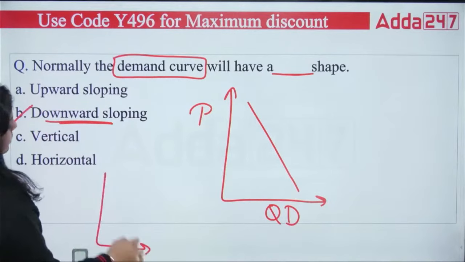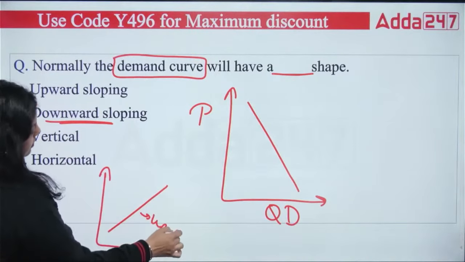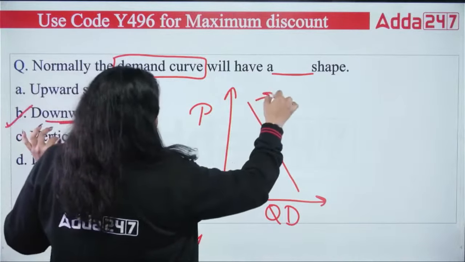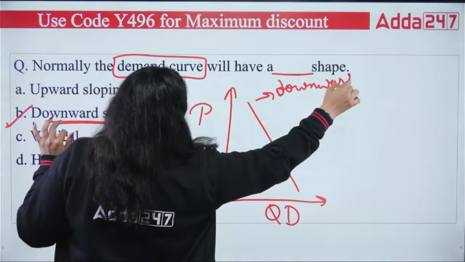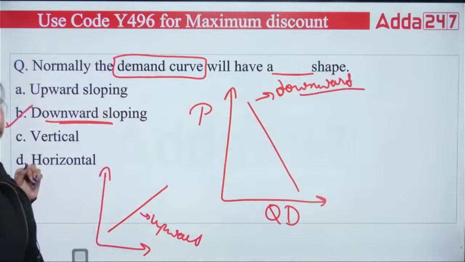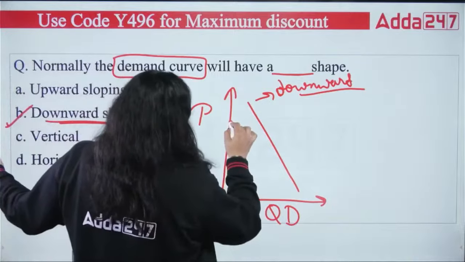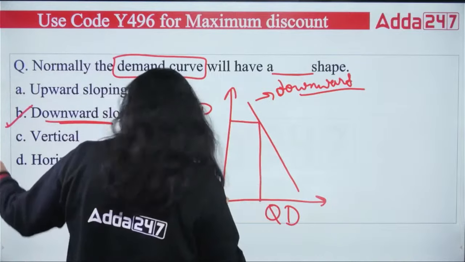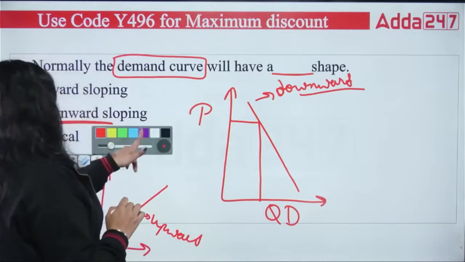What is an upward slope? This kind of slope is known as an upward slope. But you can see here, this is your downward slope. This is your downward slope. Clear? Now, you can see here how the prices will be defined. One second, let me show you how the demand curve will be maintained.